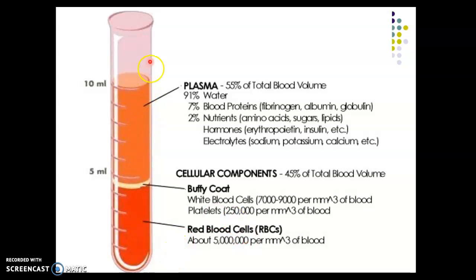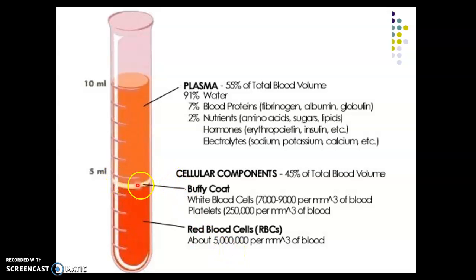So in here, this is not what blood looks like when it comes out of your body. This is after it is centrifuged or spun down. So at the bottom we have our red blood cells, all right? There are about 5 million red blood cells per cubic millimeter of blood. So per drop of blood, essentially, you have 5 million red blood cells.